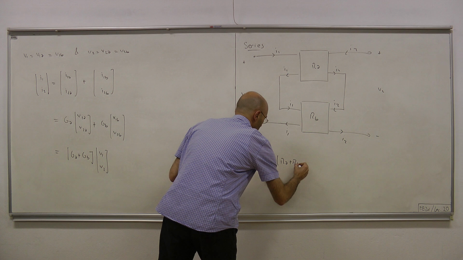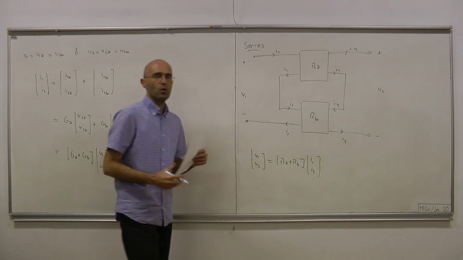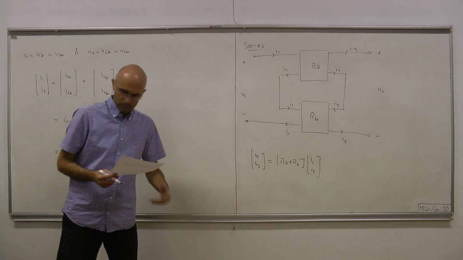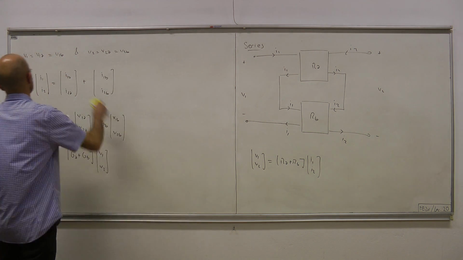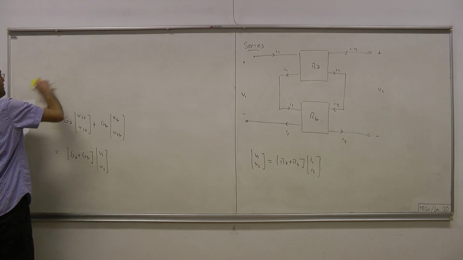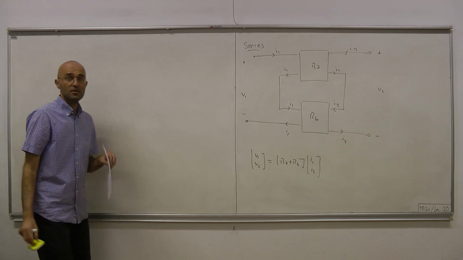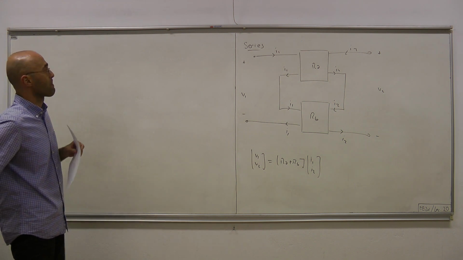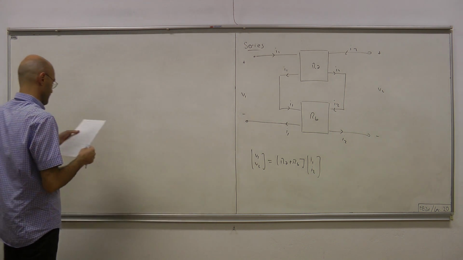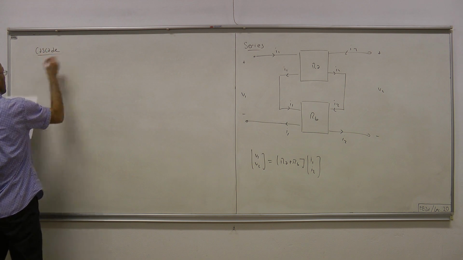RA plus RB times I1, I2. And that's called series connection. And finally, the cascade connection is as follows. And if you have cascade connection, the easiest representation to work with is the chain parameters. Okay, and this is called cascade connection.